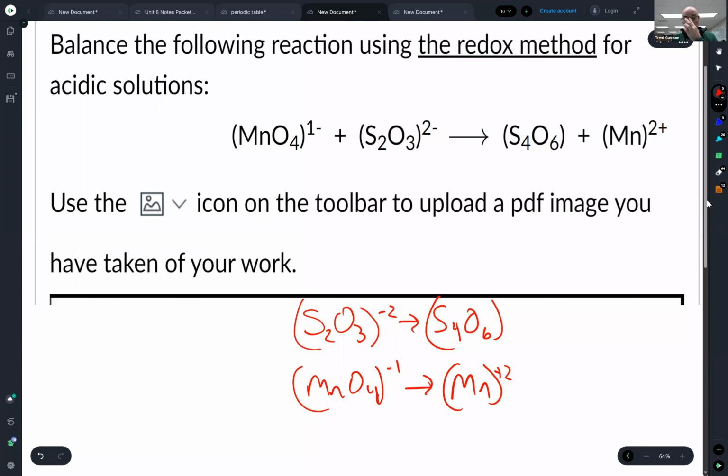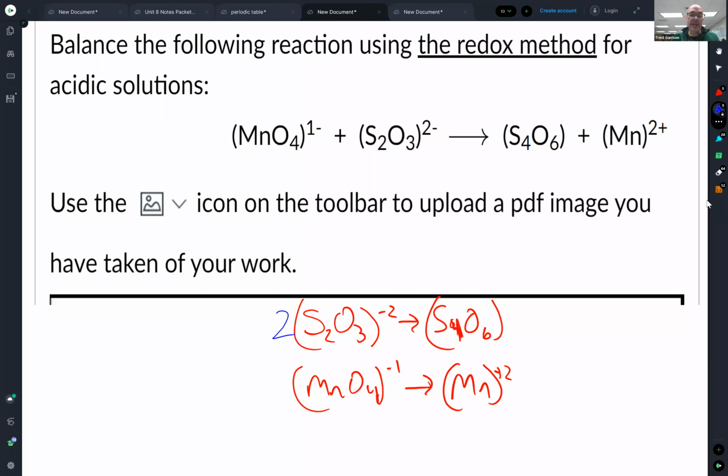Okay. First step is that you must balance elements that are not oxygen or hydrogen. So I will do that by simply adding a 2 in front. When I do that, that's going to give me 4 sulfurs. That's also going to balance out the oxygens. So I actually don't need to add any oxygens or hydrogens to that one. Down below, I've got Mns. They're already balanced. It's just the oxygens. We'll pick that one up in just a second.